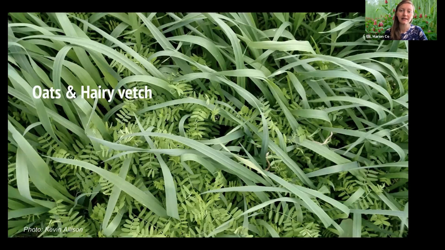Hairy vetch is the same way. Depending on what you're planting, you could plant oats and hairy vetch instead. The oats really kind of act as a nursery crop too, I believe, for the legume that's planted. You won't see a whole lot of growth in hairy vetch in the fall, so if you're planting a vetch, it's good to usually add some oats in there too.